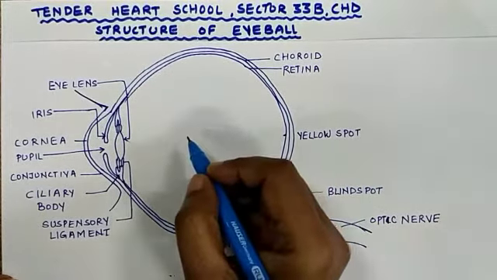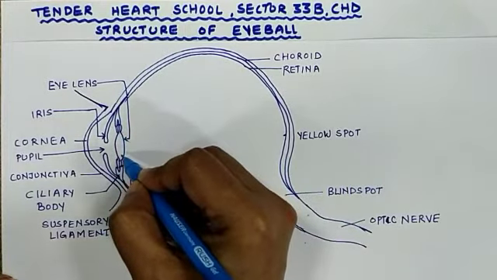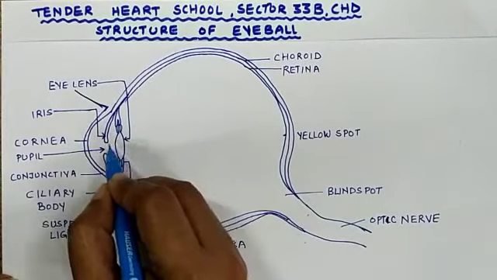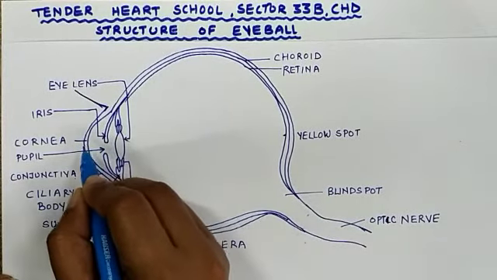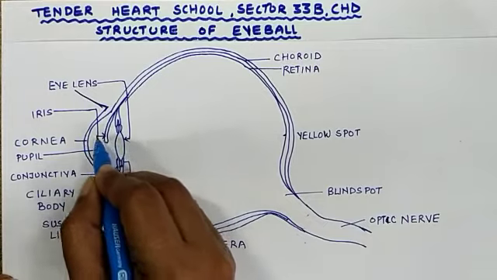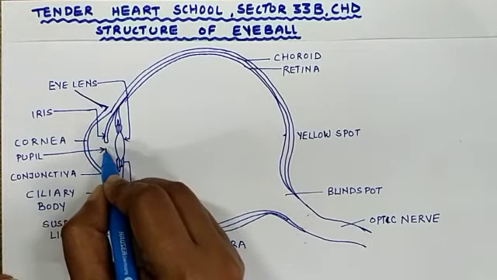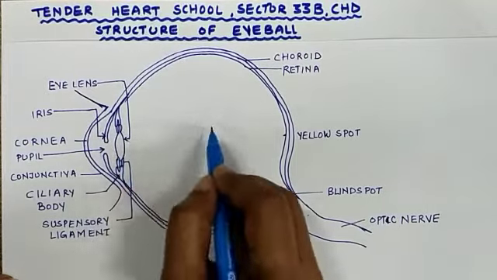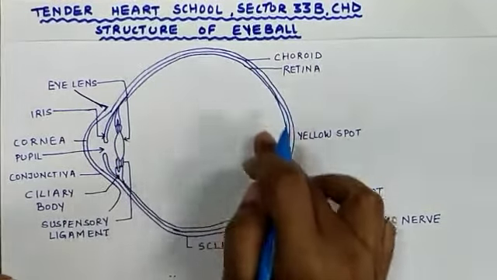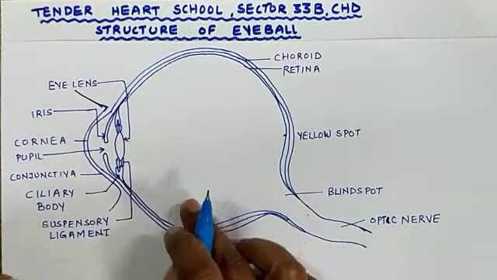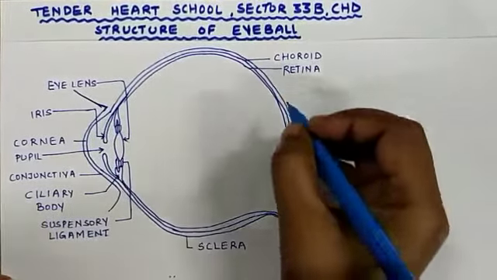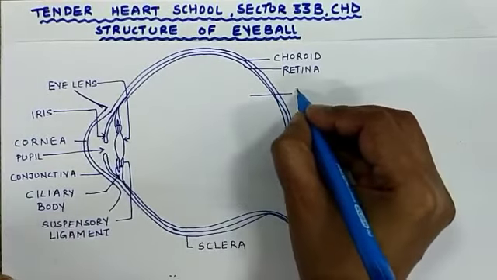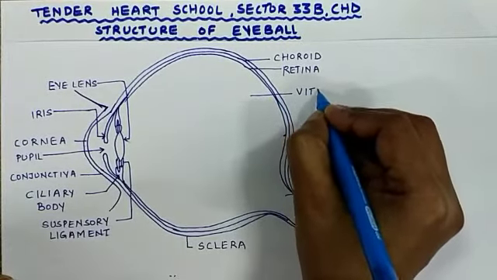Now further children, you can see this eye lens. Eye lens is dividing the eyeball into two regions. The front region, between the cornea and the eye lens, this region is called the aqueous chamber. And behind the eye lens, this whole part of the eye is called the vitreous chamber. So let us just label them also. So this is your vitreous chamber.